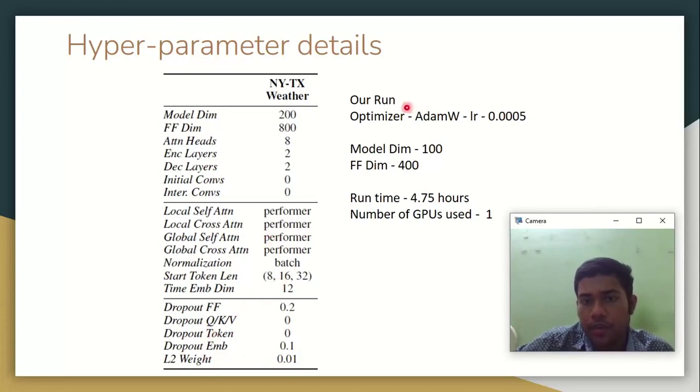For our run, we found that these sets of parameters are necessary and can be run on a single GPU, because the original paper made use of 4 GPUs in parallel and was able to train the model in 4 hours. We were able to train it in approximately 4 hours, but we are only using 1 GPU, and we made a small change in the hyperparameters. We made the model dimension 100 and the feed-forward dimension 400, and we are using the AdamW optimizer with weight decay, and the learning rate is 0.0005.